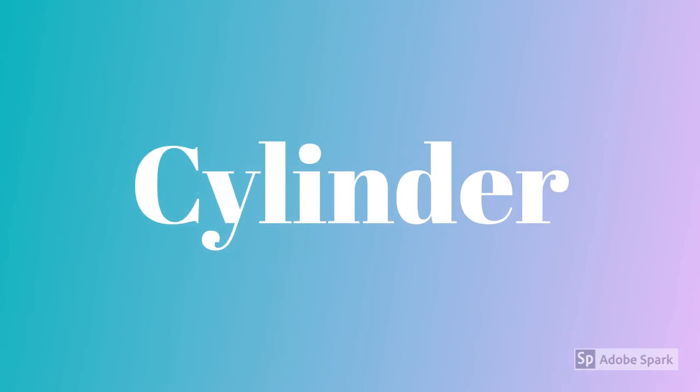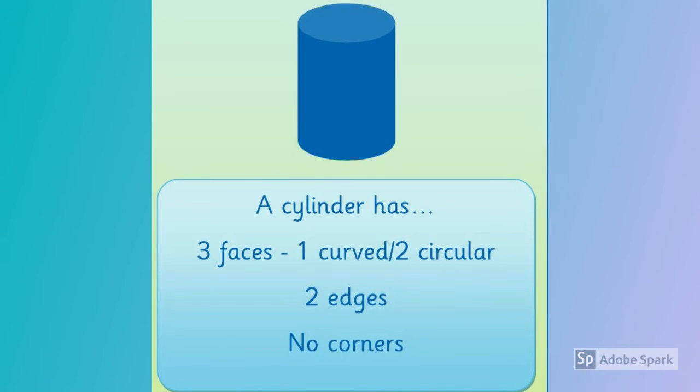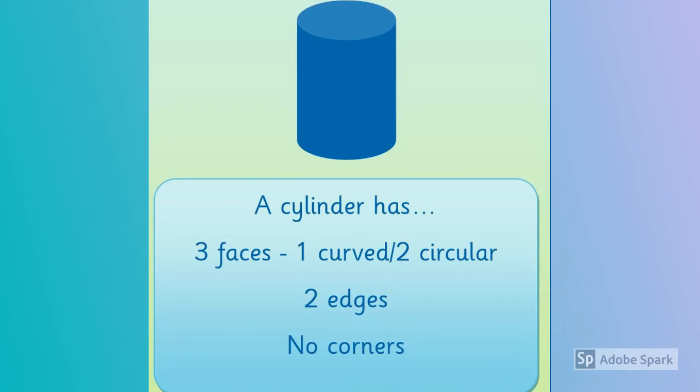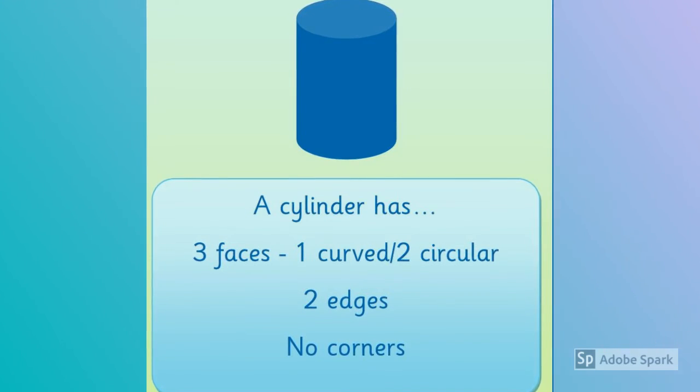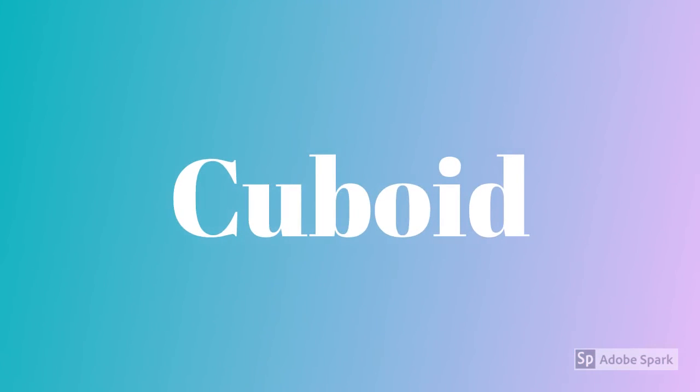A cylinder, which is very popular in your house. Can you tell me the properties of a cylinder? Wow, you are all so very clever. A cylinder has 3 faces. It has 2 circle faces, one on the top and one at the bottom, and one curved face that goes around. It only has 2 edges and no vertices, just like a sphere. Cuboid. We made a video about a cuboid earlier on. Can you tell me about it?